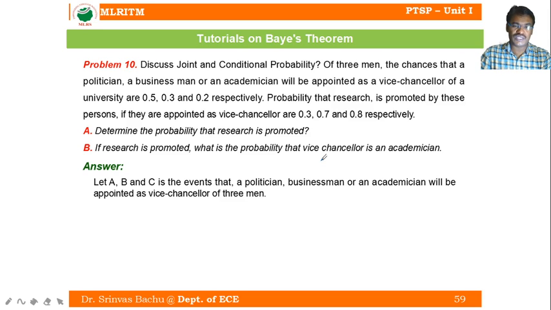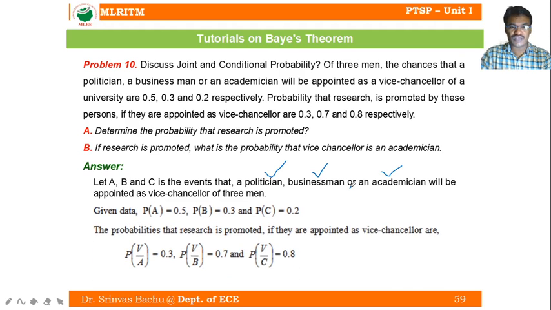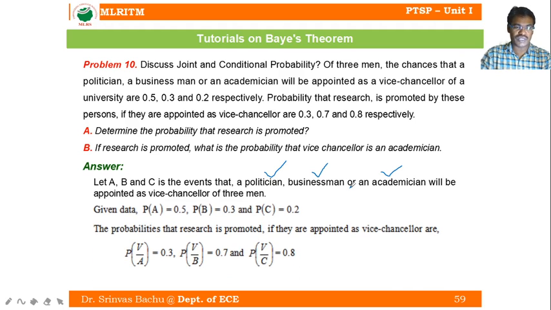I consider 3 events: one is a politician, one is a businessman, one is an academician. For these 3 persons, I consider events A, B, C respectively: politician, businessman and academician. Means C is the academician who will be appointed as vice chancellor of the 3 men. I am considering V also an event, the vice chancellor. Given data: the probabilities of the politician, businessman, academician are respectively 0.5, 0.3, 0.2.